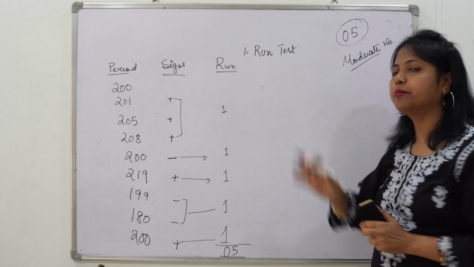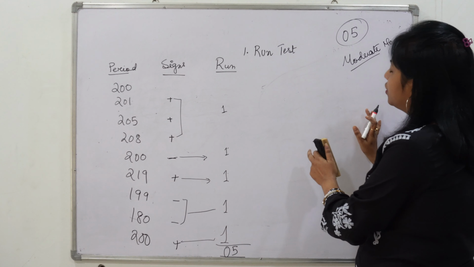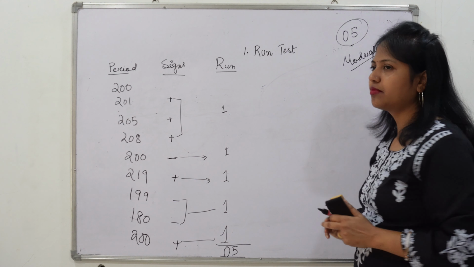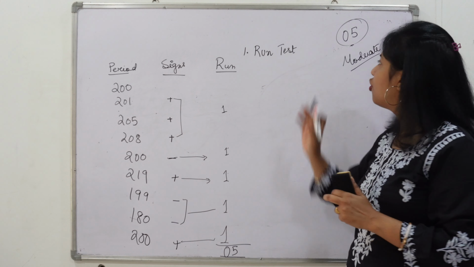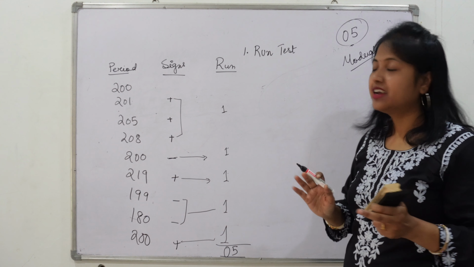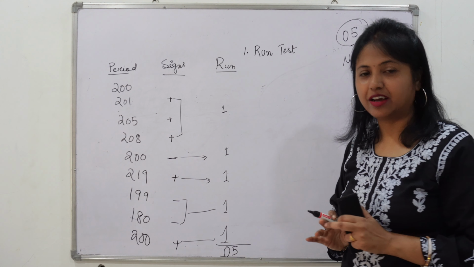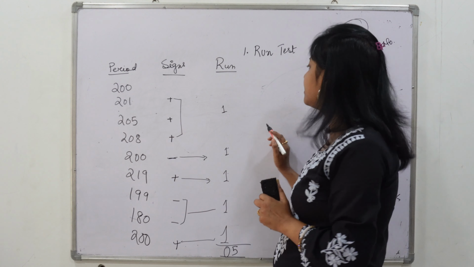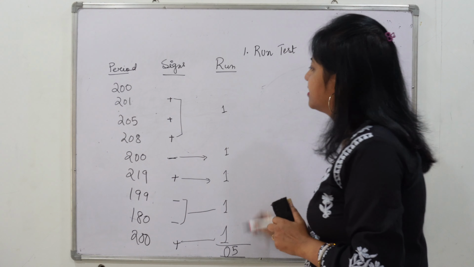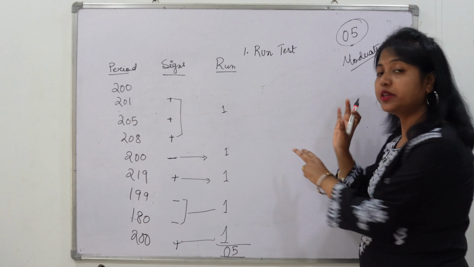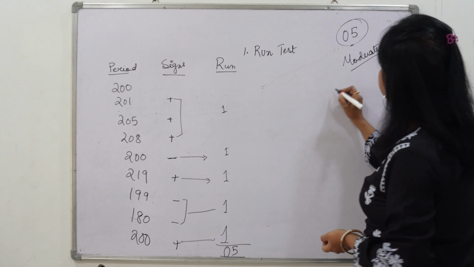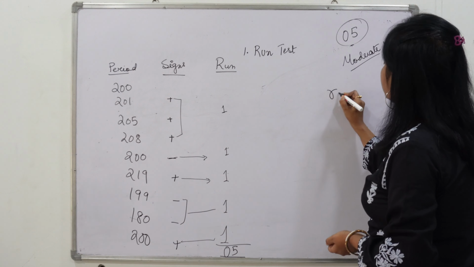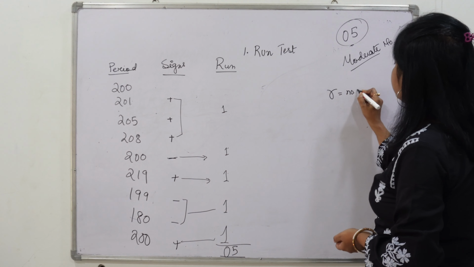So for a moderate number of runs, we have to find out whether this run is a very high run, or is this run a very low run? We have to find out using a formula. So I am writing it here. Actually what I mean to say is that we need certain information. We need R, that is the number of runs.